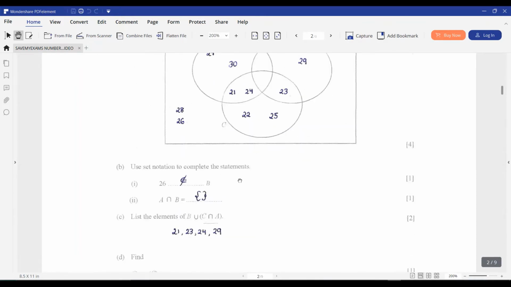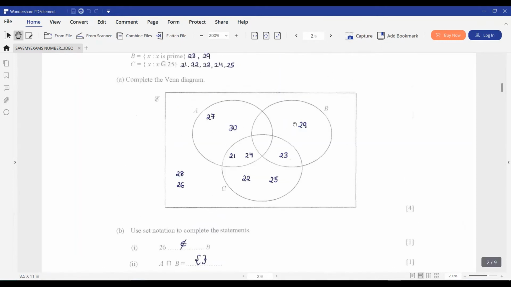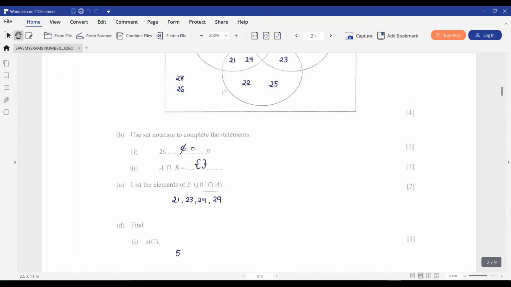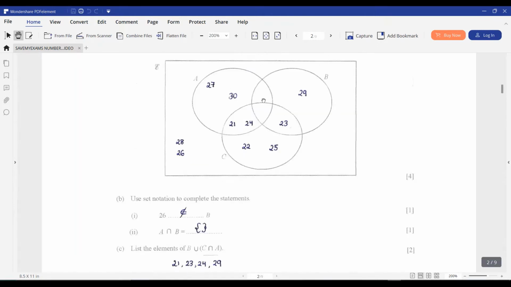Part B. Use set notation to complete the statements. 26 and B. Is 26 a member of B? No. So we'd use this symbol to denote that 26 is not a member of B. A intersection B. A intersection B has nothing in it. So we would draw two curly brackets with nothing in it to denote that this is a void set.